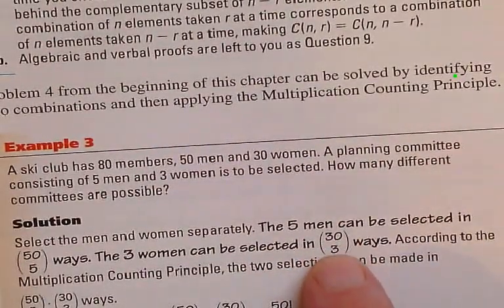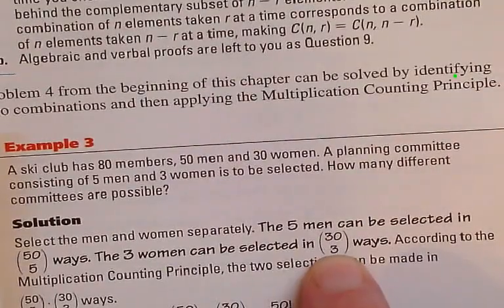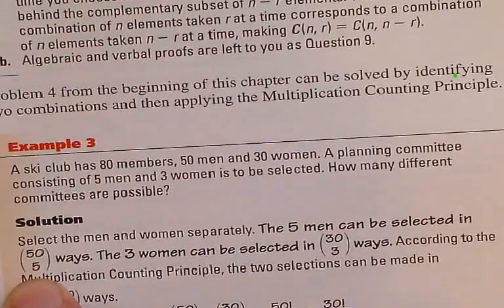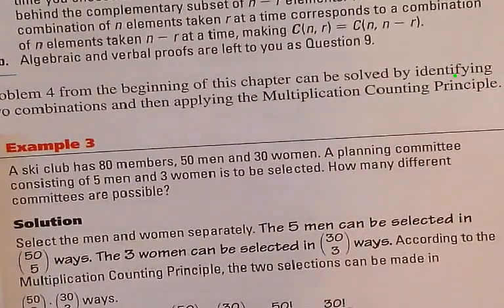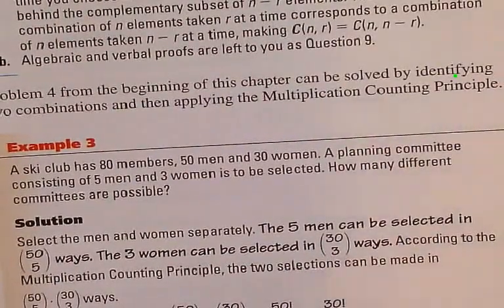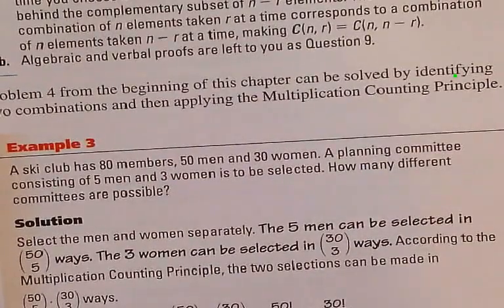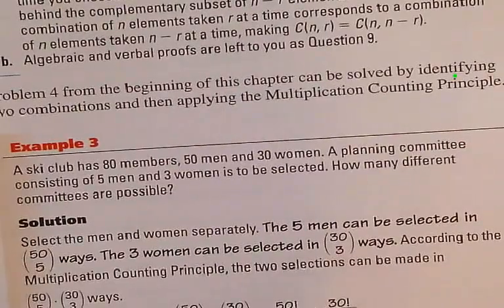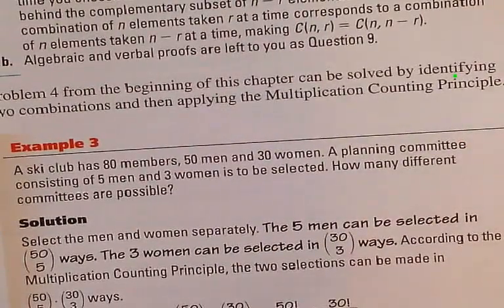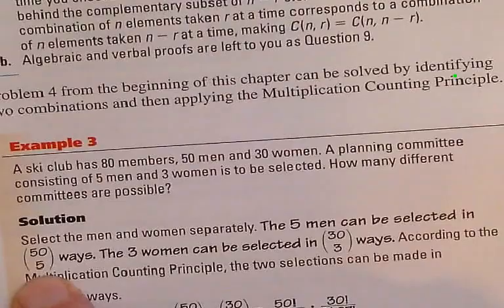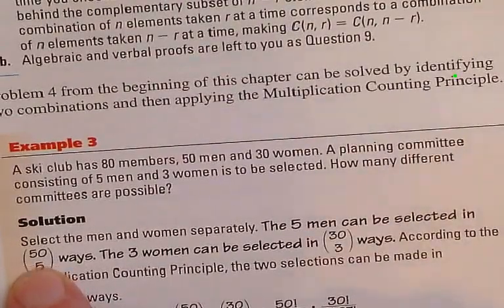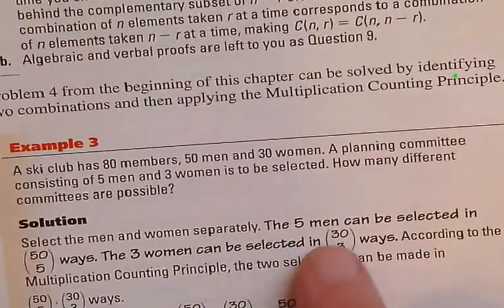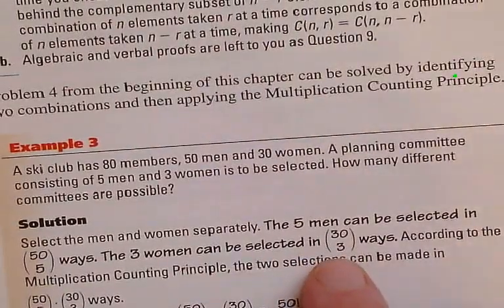30 choose 3. Now then, in this book, this is the way they write combinations. It looks like a fraction without the fraction. It just has parentheses around the number. But this is nCr. In our calculator, this is nCr. So what are we doing here? We have 50 numbers, and we're choosing 5 of them. And we're multiplying that times 30 numbers, choosing 3 of them.